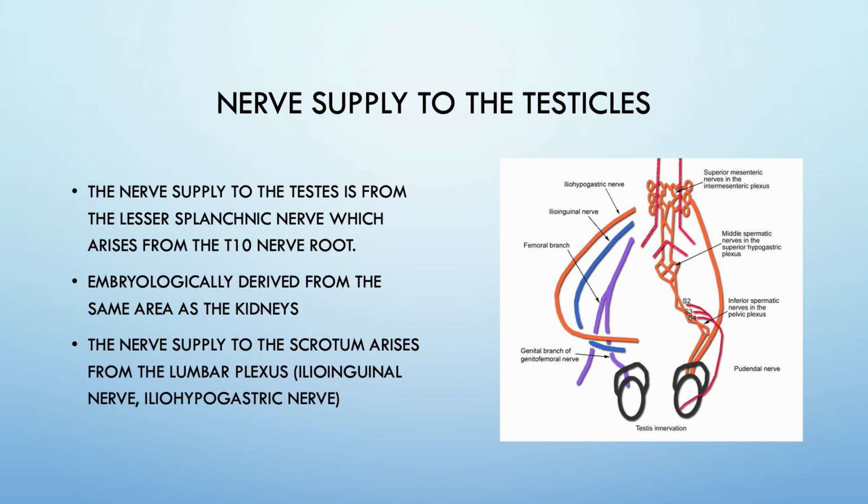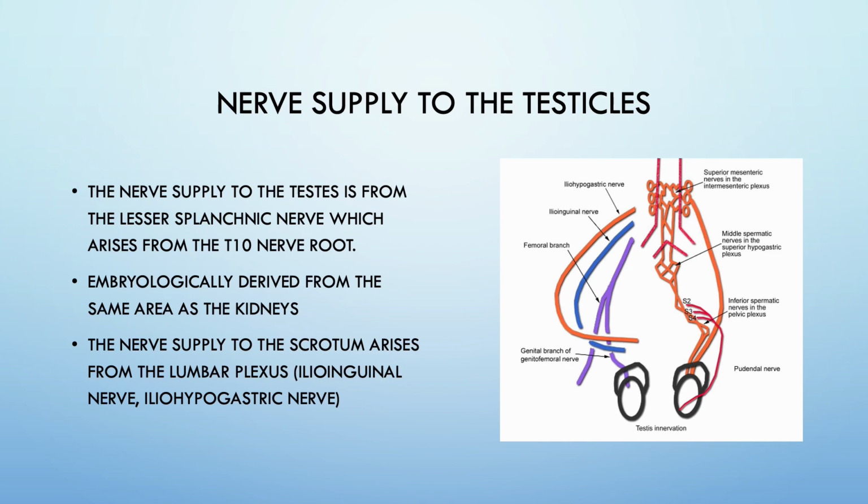Our next topic here is nerve supply to the testicles, and I said in the last anatomy question about the intercostal nerves that they tend to get extremely picky about anatomy with these questions, and this certainly is no different here. So the nerve supply to the testes, not the scrotum, is from the T10 nerve root.